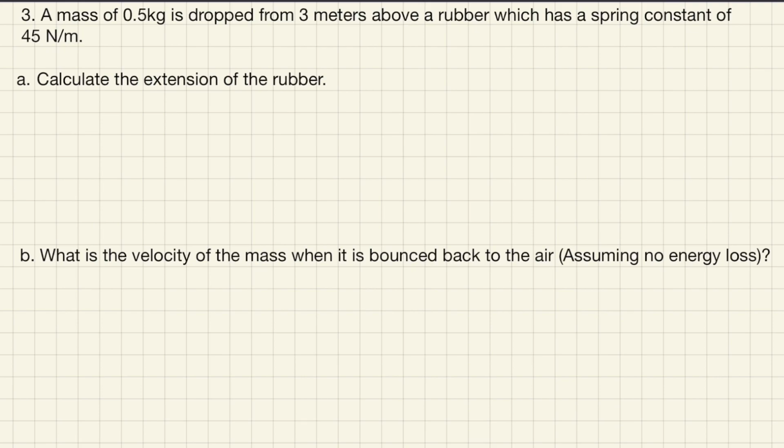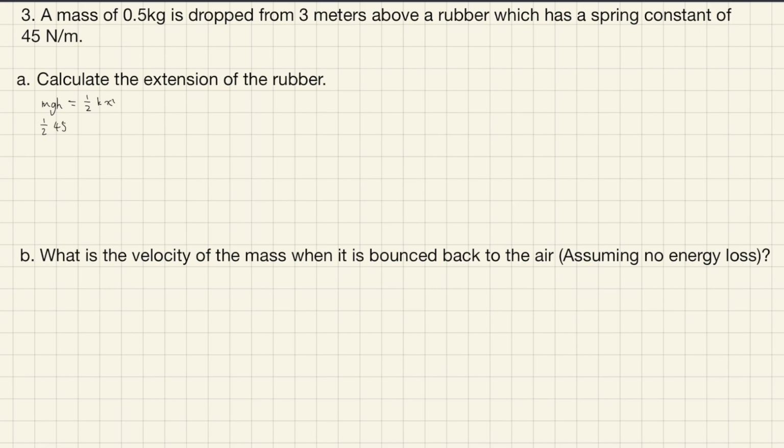Moving on to question 3, a mass of 0.5 kilograms is dropped from 3 meters above a rubber, which has a spring constant of 45 newtons per meter. Part A. Calculate the extension of the rubber. In order to find extension of a rubber, we'll need to use the equation for elastic potential energy, which is half kx squared, with k being the spring constant and x being the extension.